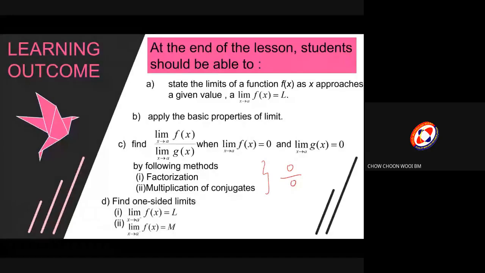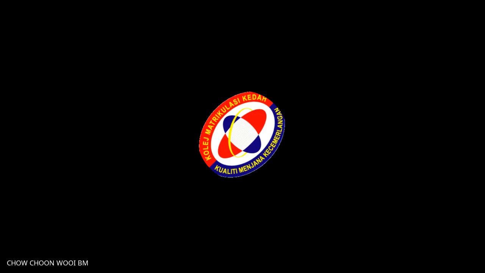Then find one-sided limit. Limit kanan, this is one, we call it as limit kanan. This one, we call it as limit from left. Tadi from right, limit kanan, limit kiri.